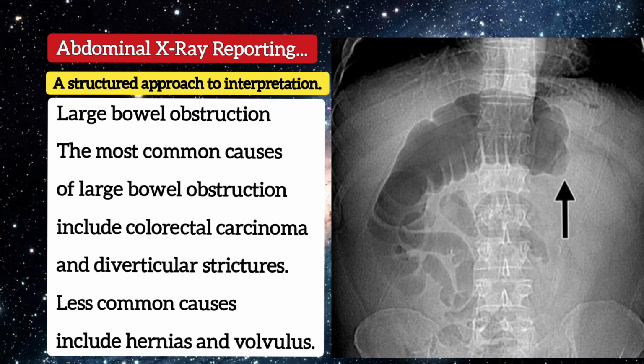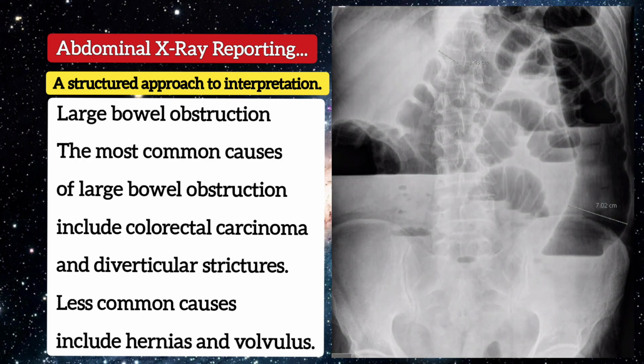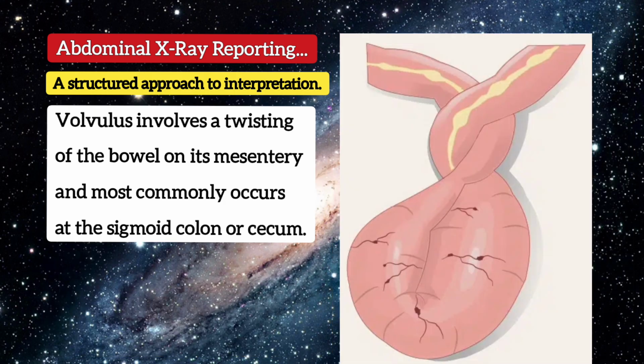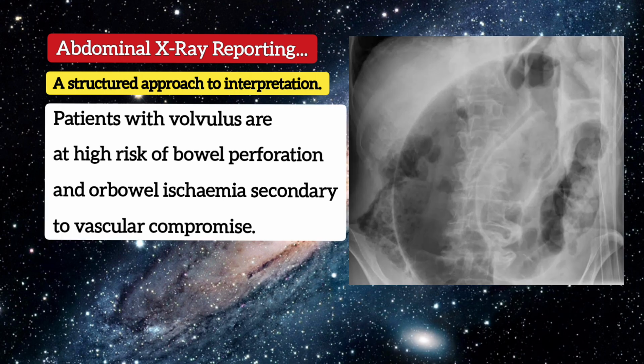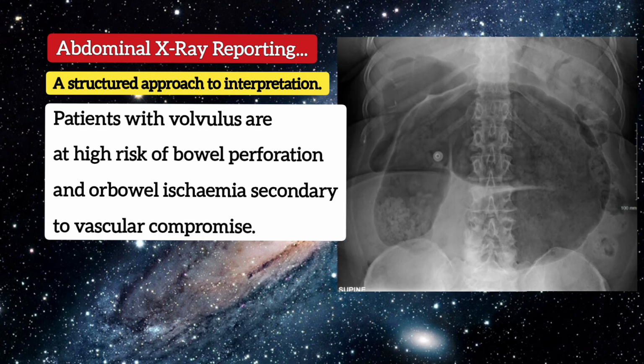Large bowel obstruction. The most common causes of large bowel obstruction include colorectal carcinoma and diverticular strictures. Less common causes include hernias and volvulus. Volvulus involves a twisting of the bowel on its mesentery and most commonly occurs at the sigmoid colon or cecum. Patients with volvulus are at high risk of bowel perforation and/or bowel ischemia secondary to vascular compromise.